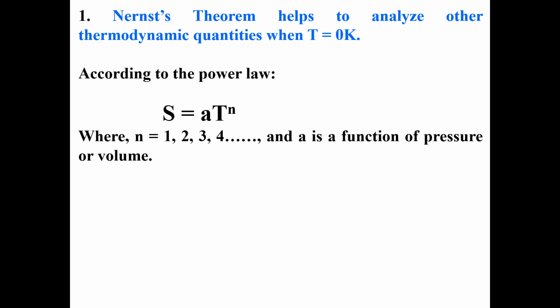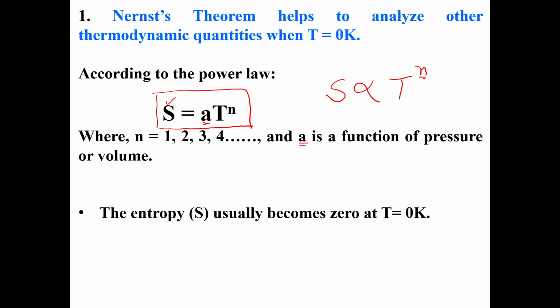Before doing it, we recall the power law, according to which the entropy is directly proportional to the temperature raised to the power n, where n is equal to 1, 2, 3, any integer. And this A is a function of pressure or temperature. So this is the power law, an important relation between entropy and temperature. From Nernst theorem, we have proved that the entropy is zero when temperature is 0 Kelvin.